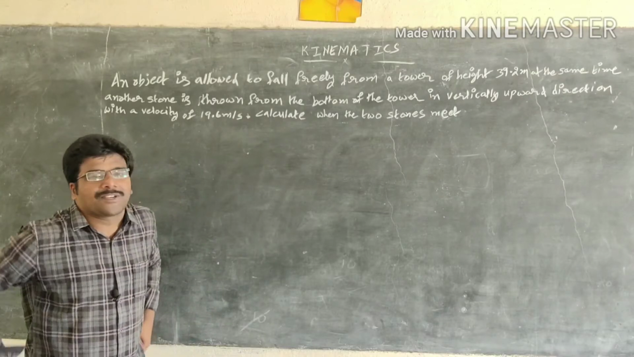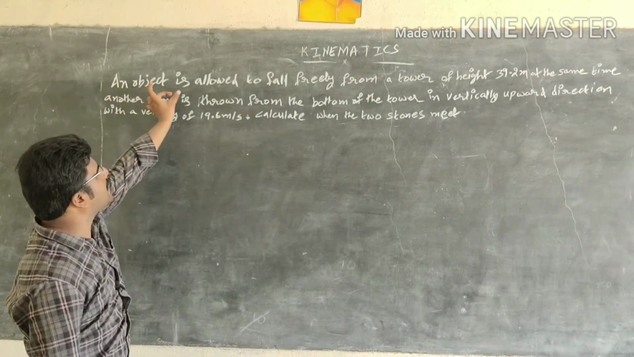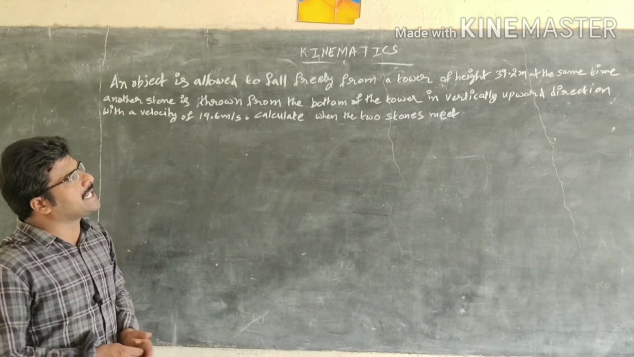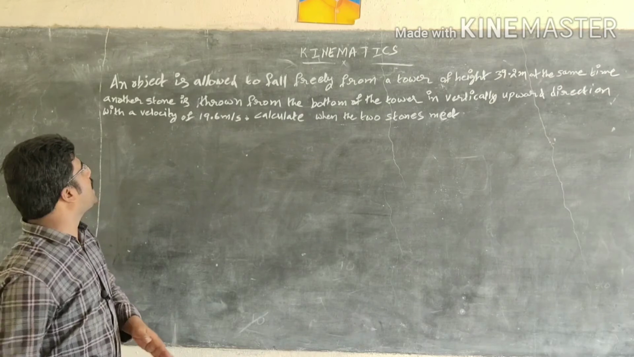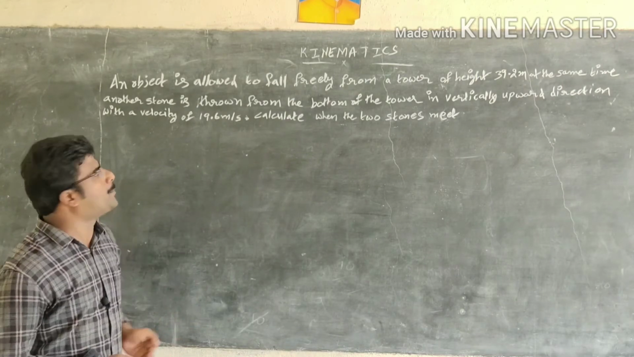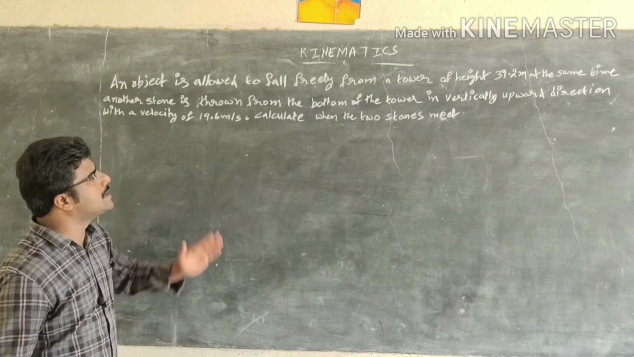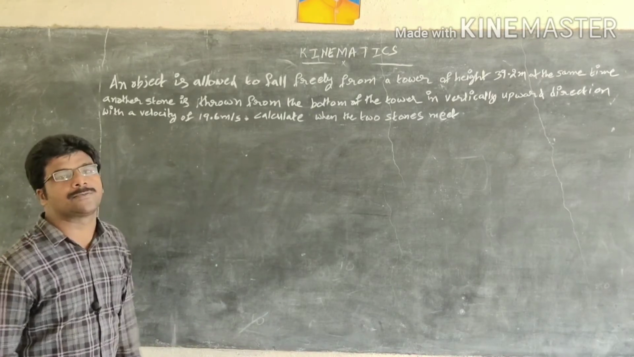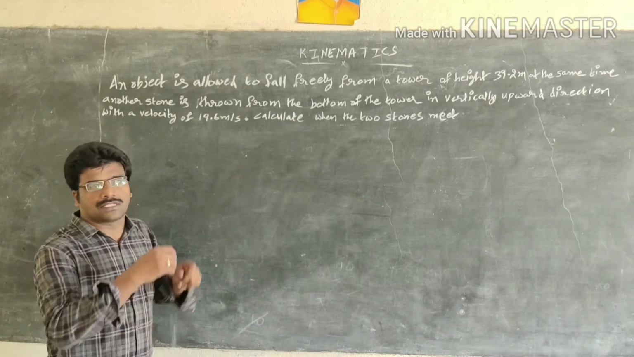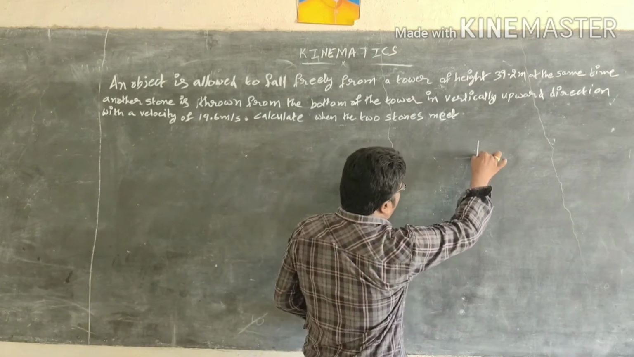Okay, students, coming to the last numerical of today's class. An object is allowed to fall freely from a tower of height 39.2 meters. At the same time, another stone is thrown from the bottom of the tower in vertically upward direction with a velocity of 19.6 meter per second. Calculate when the two stones meet. So, before going to do this problem, we are going to see it in pictorial representation. Let us consider this is the tower.